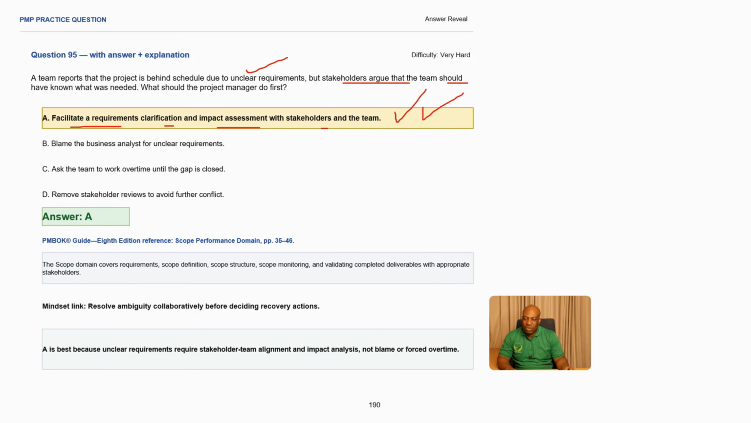How do we link it back to our PM book? We go to the scope performance domain, which is also on page 35. And the best mindset that you could incorporate here is to resolve ambiguity collaboratively before deciding a recovery action. This is very important. Collaboration is very important. If you collaborate, then you're going to be able to resolve this issue. Making A the best answer because unclear requirements require stakeholder and team alignment and impact analysis, not blame or overtime. Okay, so making A the best answer in this.